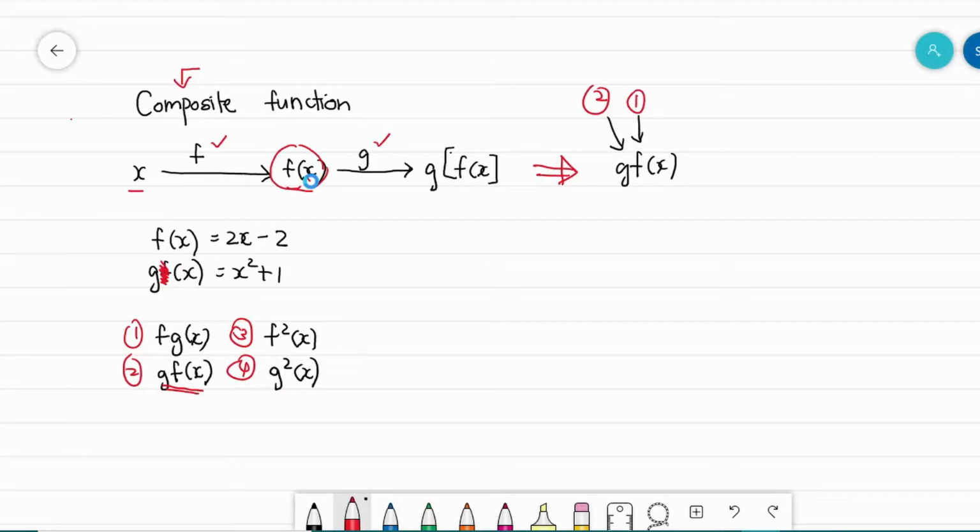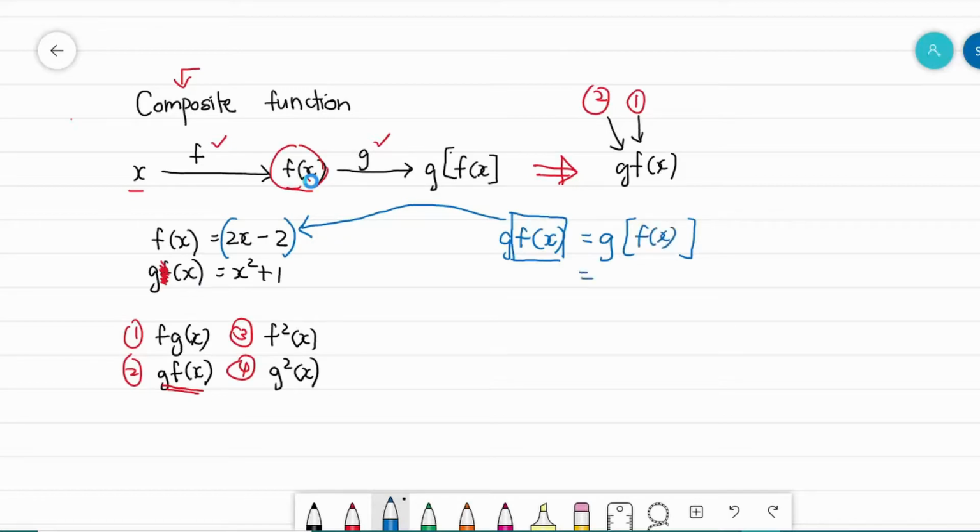So in this case, for example, you want to find what is g(f(x)). First of all, you need to know that this is the object of the function g. So what is f(x)? They already give you the answer, which is 2x minus 2. So you just substitute: the g remains the same, and then you write the 2x minus 2.